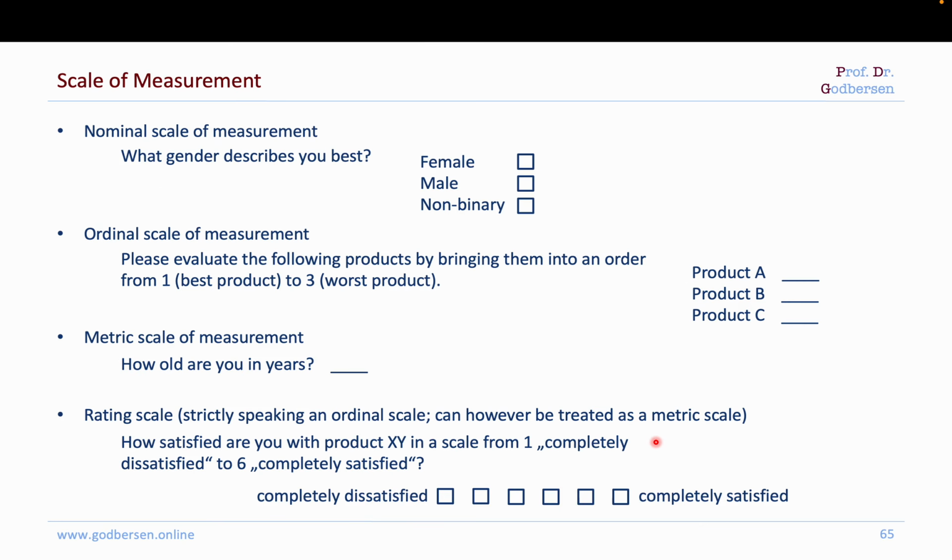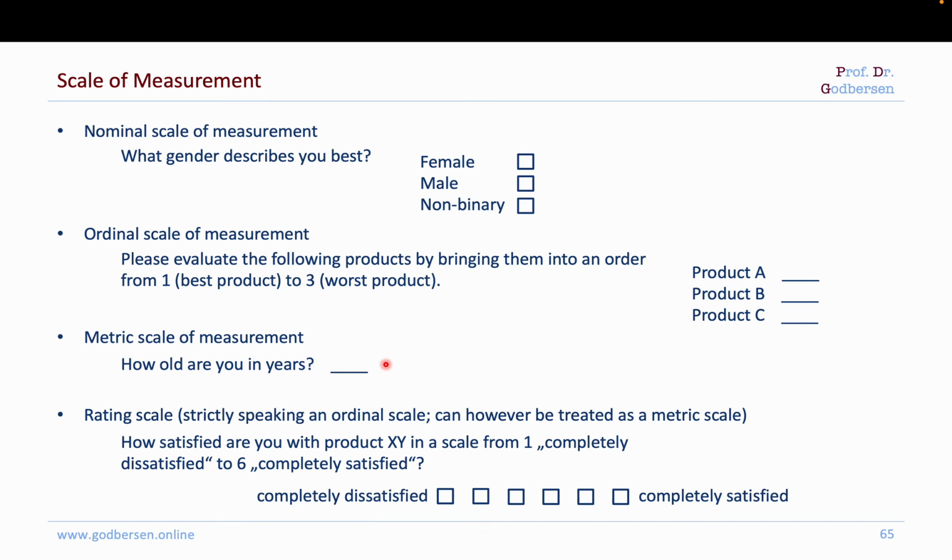Let me give you a few more examples that you might find in questionnaires. Nominal scale. I already used this example, gender. What gender describes you best? And you tick female, male, non-binary. An ordinal scale of measurement, an example would be, please evaluate the following products by bringing them into an order from 1 best product to 3 worst product. Metric scale. How old are you in years? 20 years, 30 years, 40 years, whatever your age is.